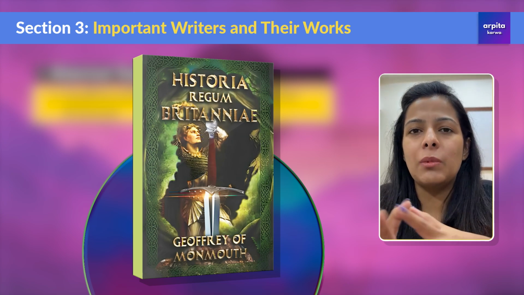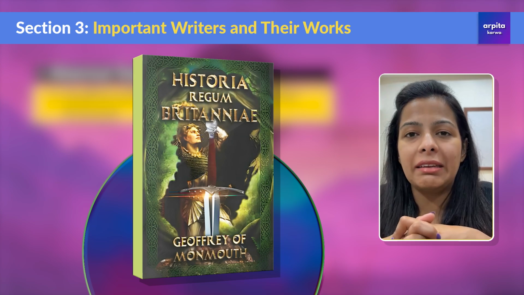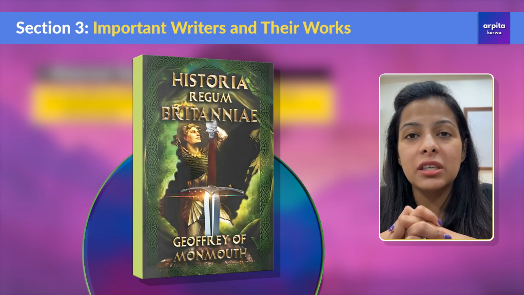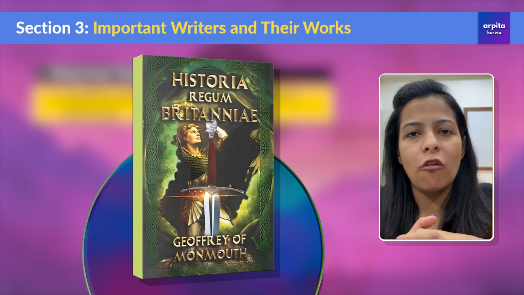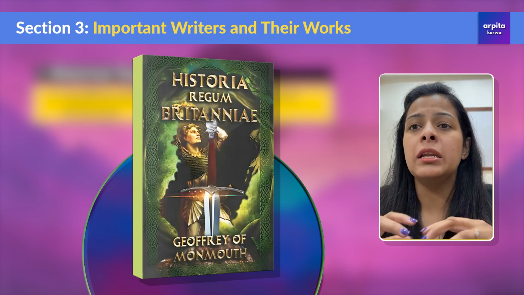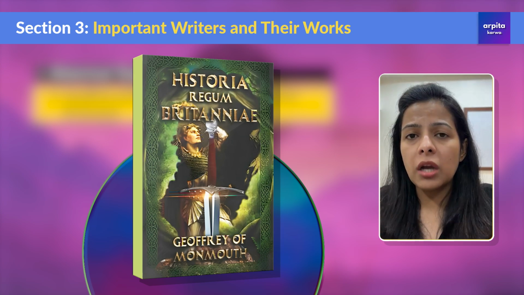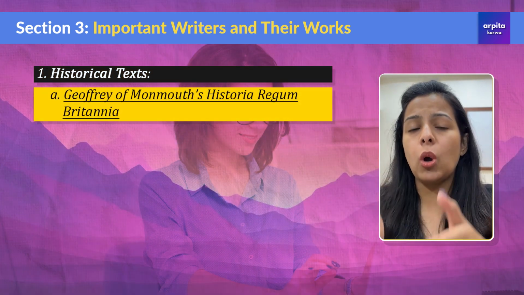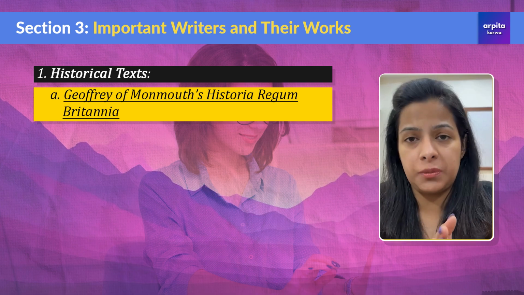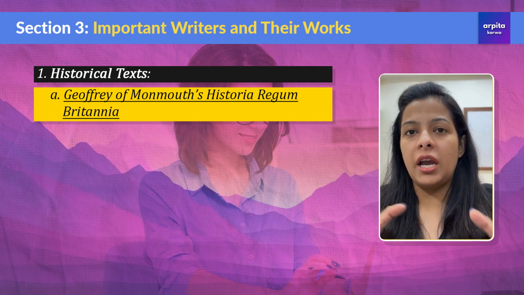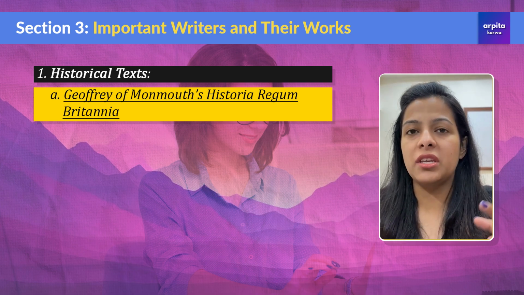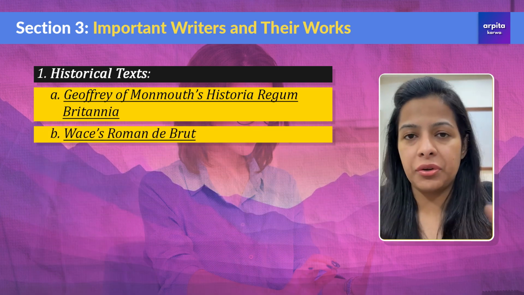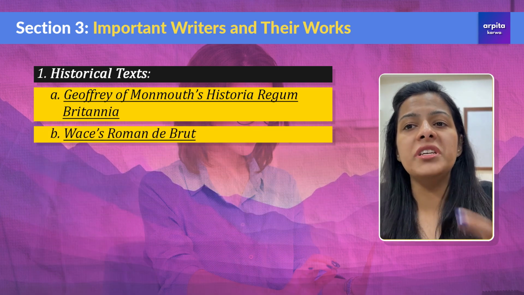If you have ever come across the work of Thomas Malory, Le Morte d'Arthur, I'm pretty sure that you know who King Arthur was. He was a mythical king of Britain, very, very famous, and he has been talked about in so many works across generations. So, Geoffrey of Monmouth was the first person to write something in this historical domain where he wrote Historia Regum Britannia. Next, we have Wace, another writer who wrote Roman de Brut.